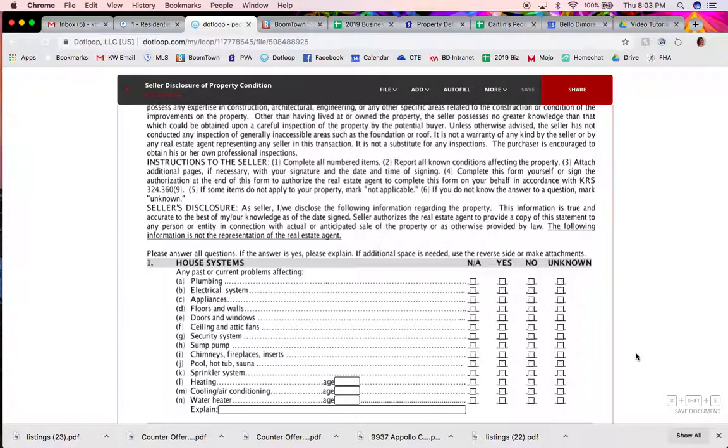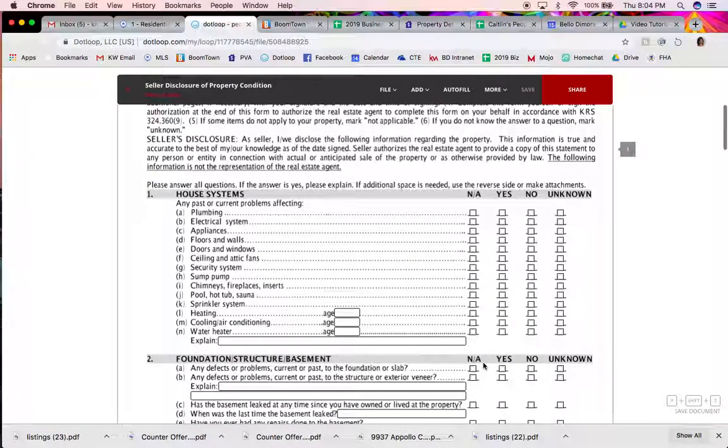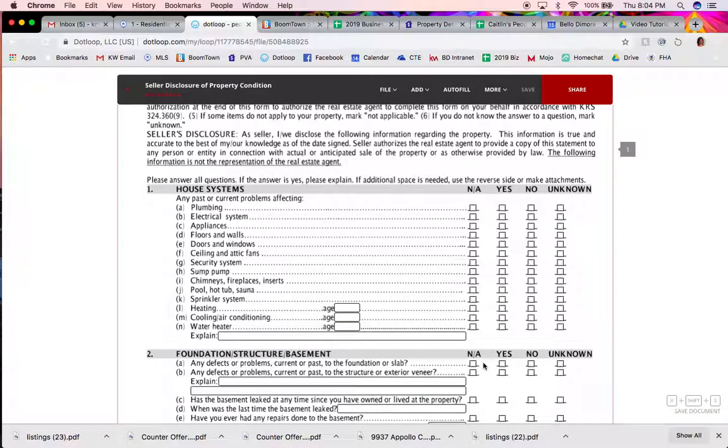And then the question is, are there any past or current problems relating to any of the following things? So yes, there is a past or current problem. No, there is not. Or I have no idea if there ever was. Or this does not apply to me. So like I said, the first page is the hardest to fill out because it's the most systems.